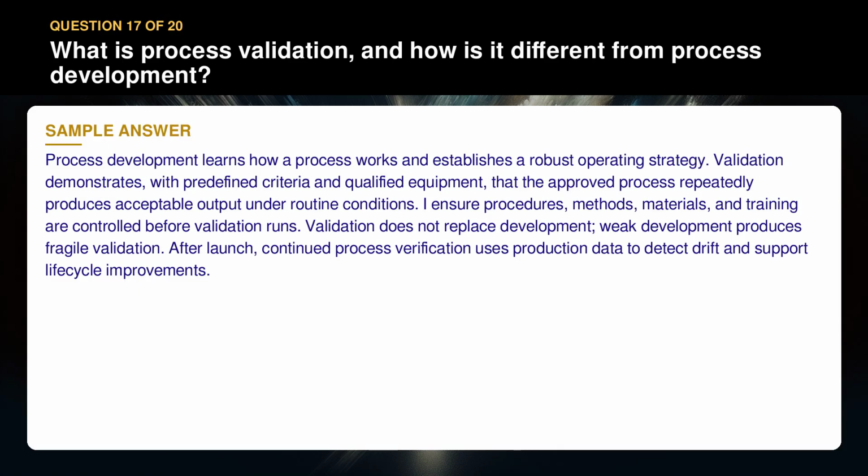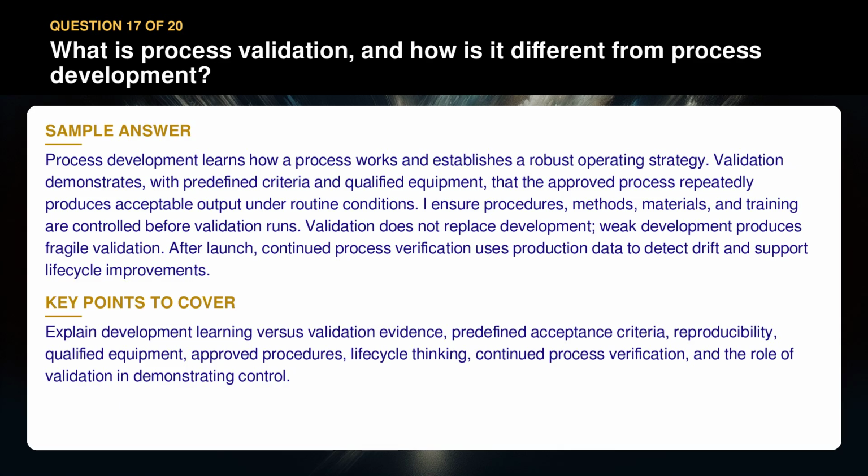Validation does not replace development. Weak development produces fragile validation. After launch, continued process verification uses production data to detect drift and support lifecycle improvements. Explain development learning versus validation evidence, predefined acceptance criteria, reproducibility, qualified equipment, approved procedures, lifecycle thinking, continued process verification, and the role of validation in demonstrating control.